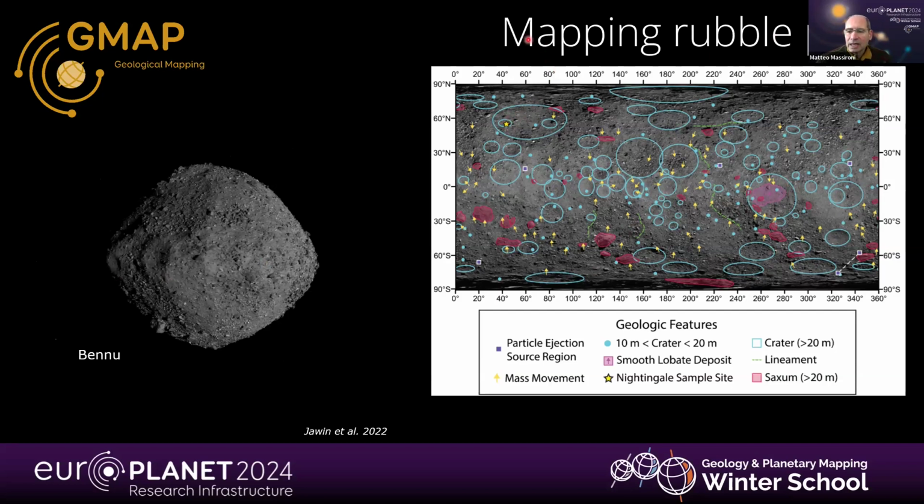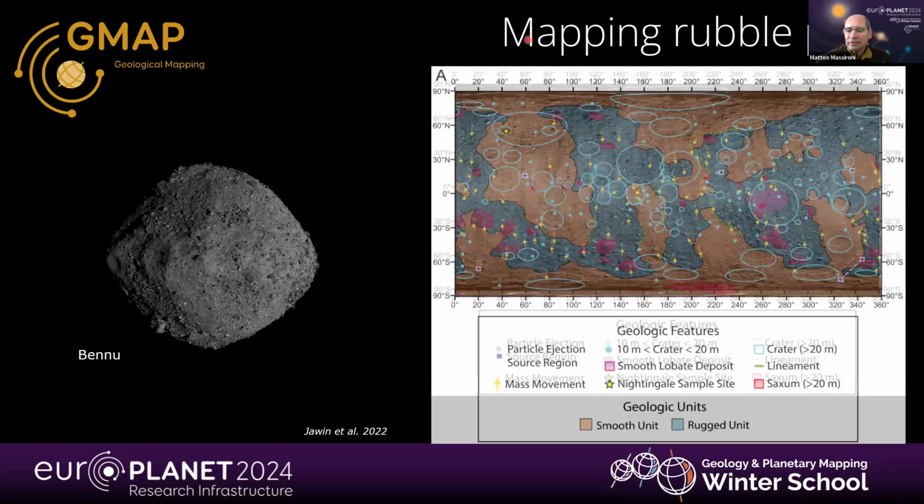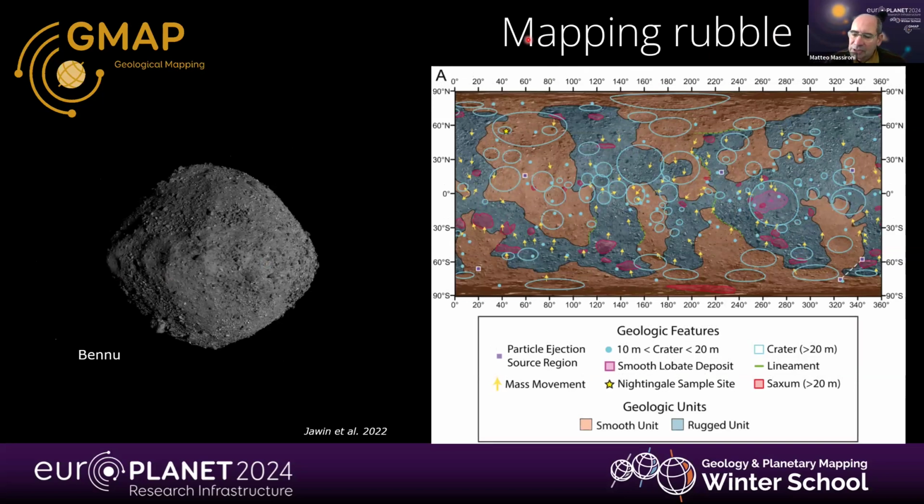Together with that, you can even add information about the roughness of the units. So you have the smooth units and the rugged units. So if you see here, you can see how the map has been done, or can be done, on this kind of body, and with quite simple geological processes, even if when you have a superimposed crater, it's quite difficult to always understand the superposition, in particular in this breccia-like type of asteroids.